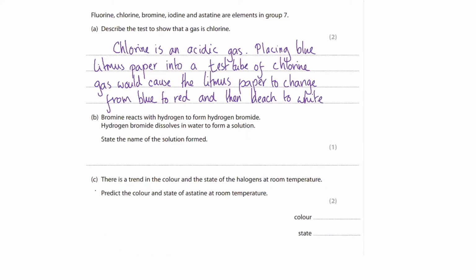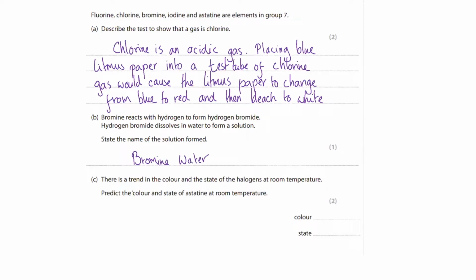Bromine reacts with hydrogen to form hydrogen bromide. Hydrogen bromide dissolves in water to form a solution. State the name of the solution formed. Okay, so it's actually just called bromine water.